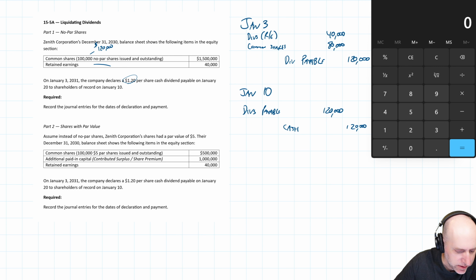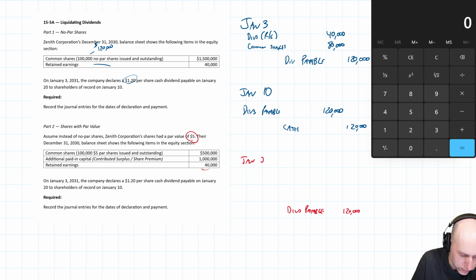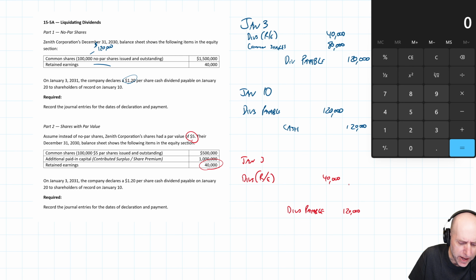Part two, exact same question, but now we have a par value of $5. How do we deal with it? It's all very logical. So on January 3rd, we do want to declare that dividend, so we're going to have dividends payable of 120. We have $40,000 in retained earnings to pay, so we're going to debit dividends or retained earnings for 40, and we're off by 80.